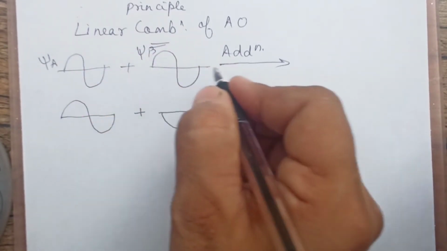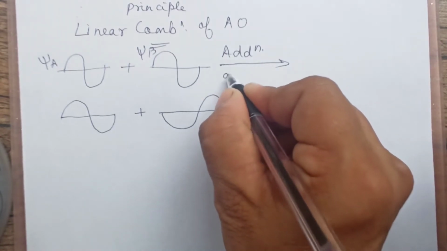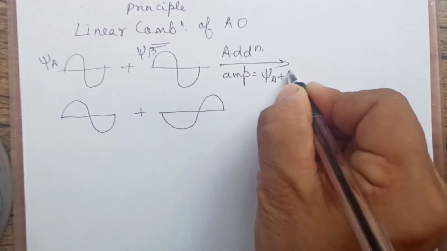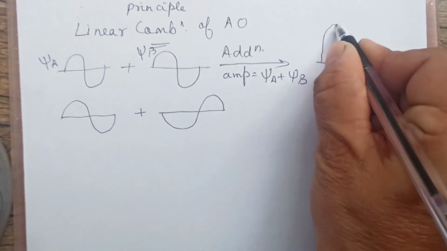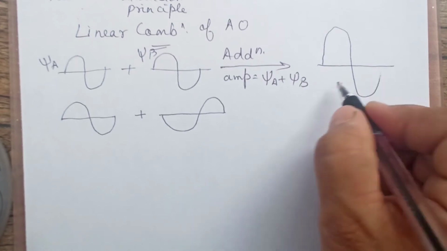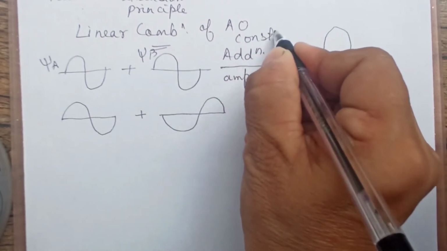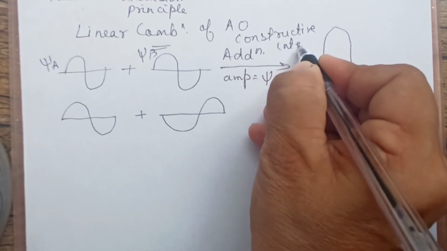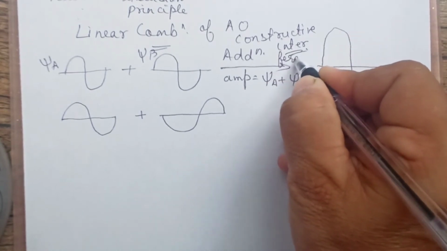So the amplitude of the new wave will be written like this. You will represent the amplitude of the new wave as psi A plus psi B. We can just add these amplitudes and elongate them like this. This is constructive interference. What is this, children? This is constructive interference.